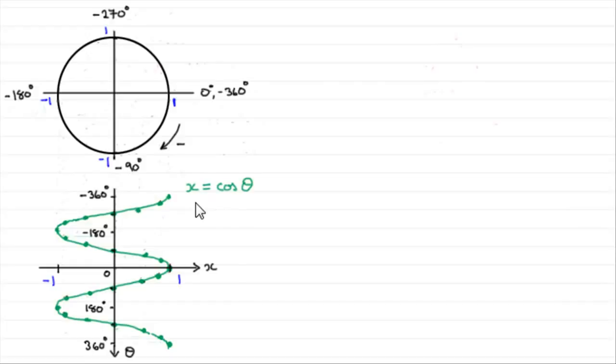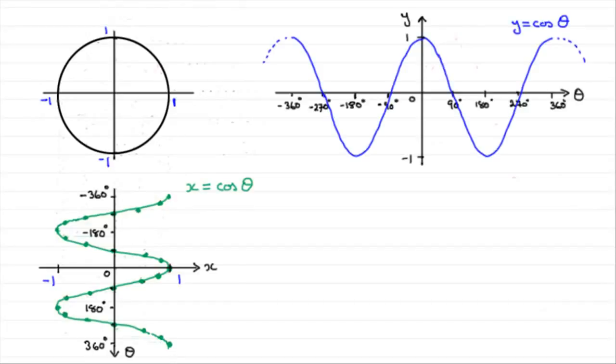Now it's not normal to see the graph this way round, so what it normally looks like is this, where we have y equals cos theta instead of x, and this becomes the y-axis, and our graph goes from minus 360 to 360, and you can see that the graph would also carry on beyond minus 360 and beyond the 360 degrees, oscillating as it does.